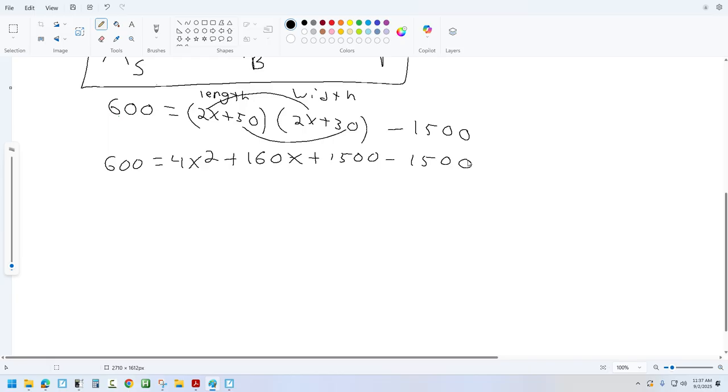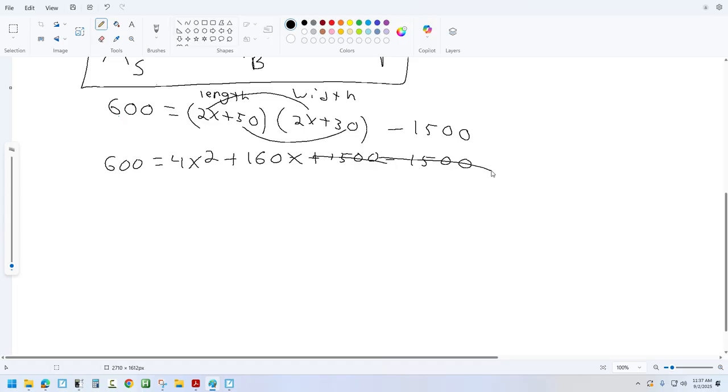We can eliminate the 1,500. Yeah, the 1,500s are going to cancel. And now we're left with this equation. What kind of equation is that? Yeah, it's a quadratic, exactly. Whether we're going to solve a quadratic with factoring, quadratic formula, or even completing the square, a good first step is to get it equal to 0.